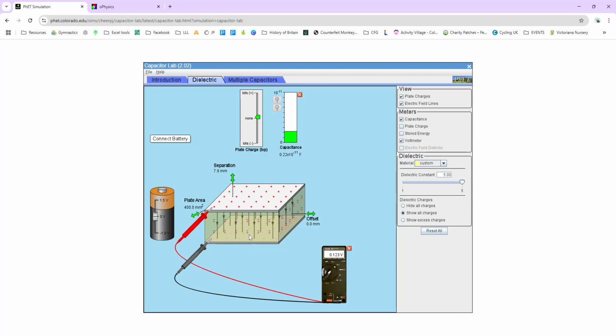So what's happening here is that the electric field within the dielectric is cancelling some of the electric field between the plates, reducing the total electric field, reducing the voltage, and therefore the capacitance goes up.